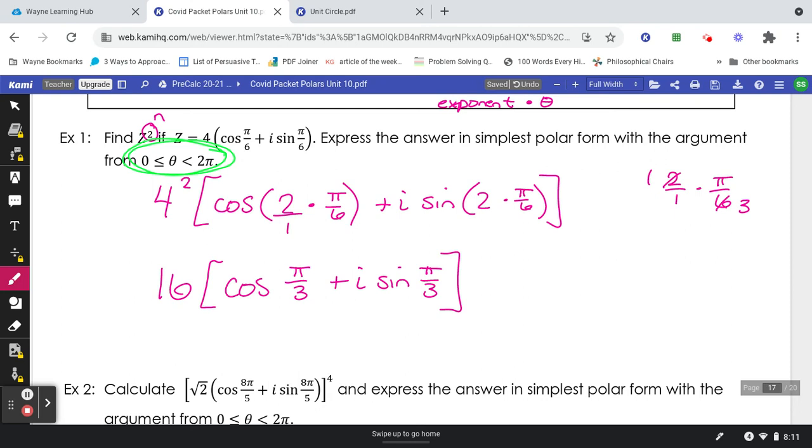So as long as your number is between 0 and 2 pi, you're good. If you can't tell, just take the 1 here and divide it by 3. And 1 divided by 3 should end up between 0 and 2. It'll make more sense on the next one as we do it together.